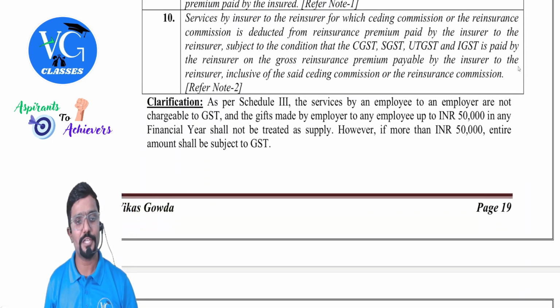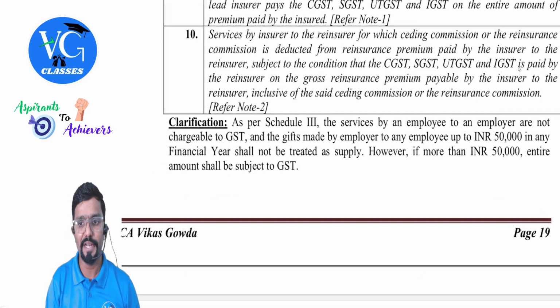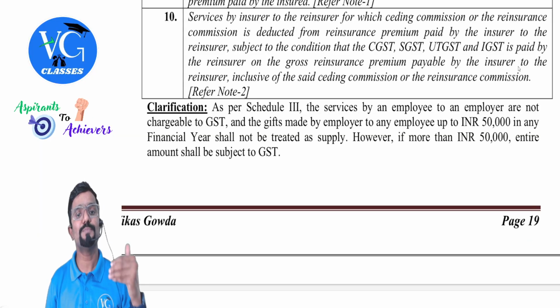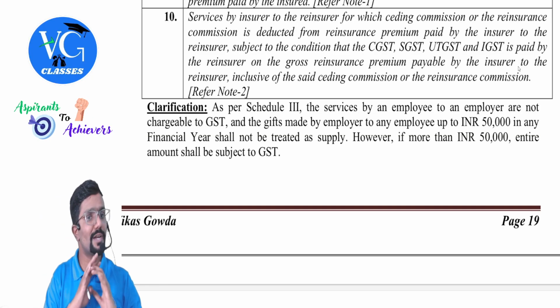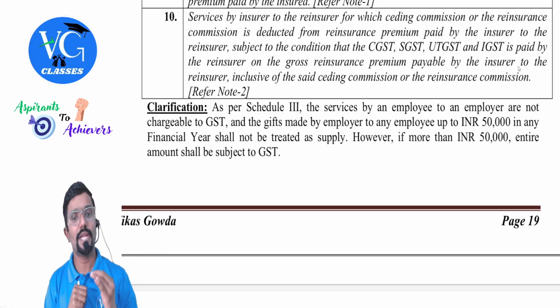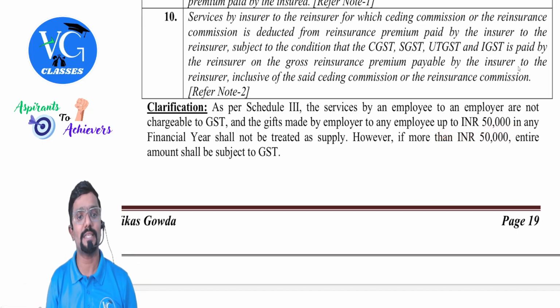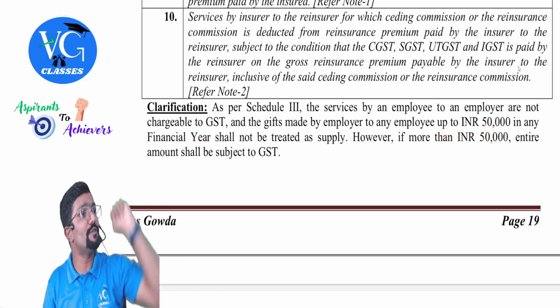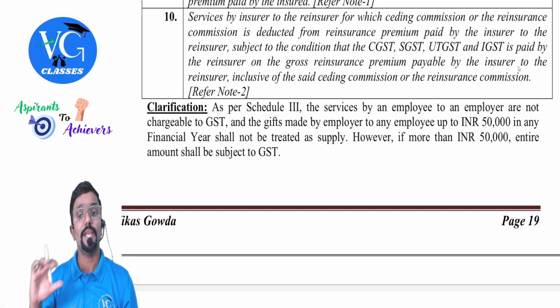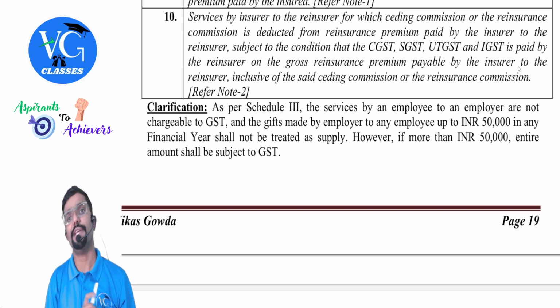I have given one small clarification here itself. Let me read it. As per Schedule 3, the services by an employee to employer are not chargeable to GST. And gifts made by employer to employee up to 50,000 in any financial year shall not be treated as supply. This is as per which? Para 2 of Schedule 1. However, if it is more than 50,000, then the entire amount shall be subject to GST.